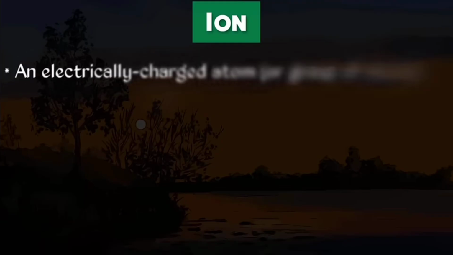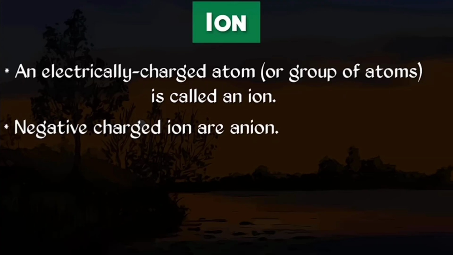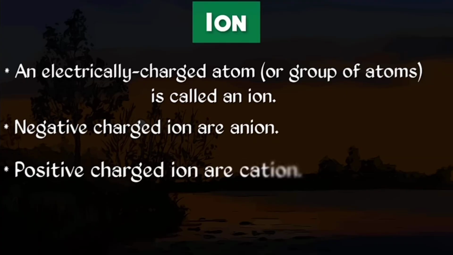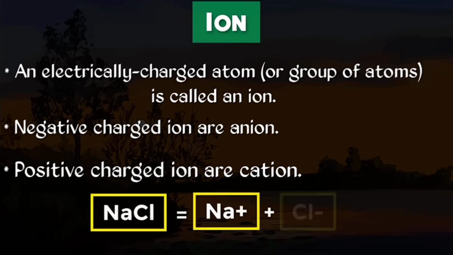One topic within this is ions. So, what is an ion? Whenever an atom or molecule has a positive or negative charge, we call it an ion. A negatively charged ion is called an anion, and a positively charged ion is called a cation. For example, sodium chloride, where Na, or sodium, has a positive charge, and Cl, a negative charge.